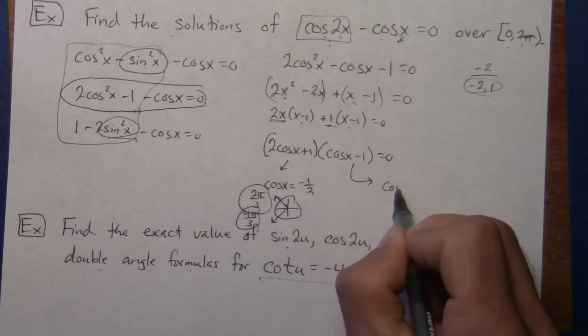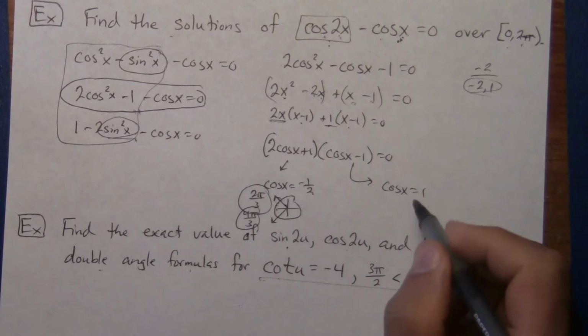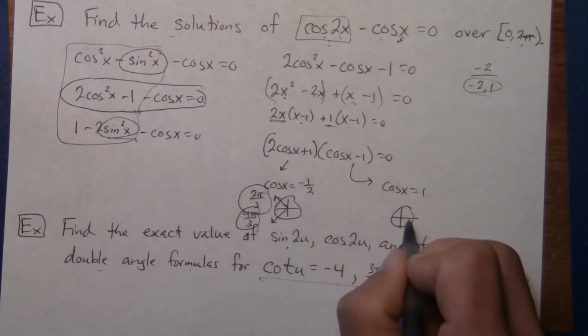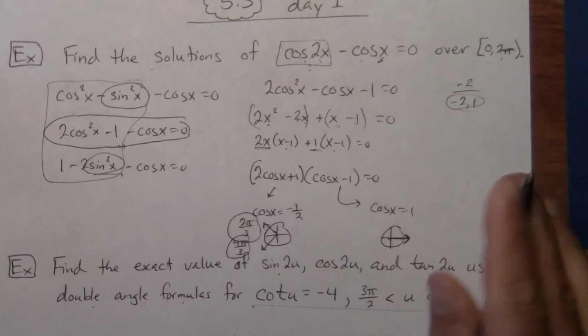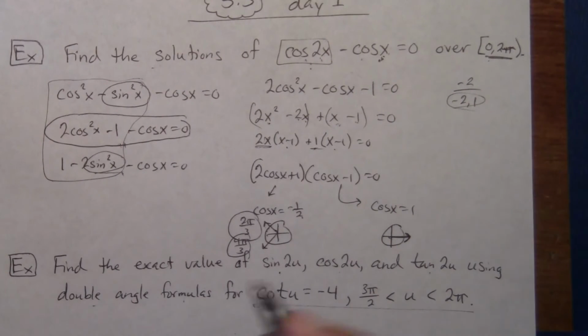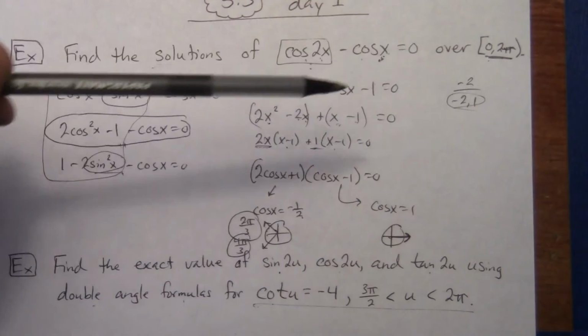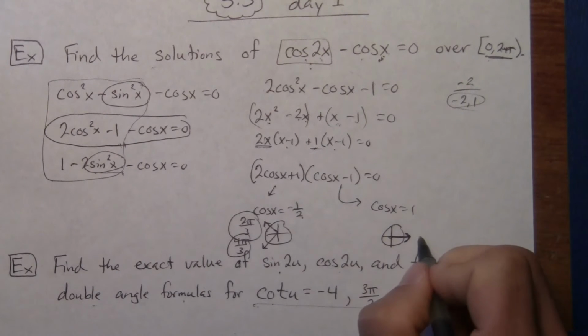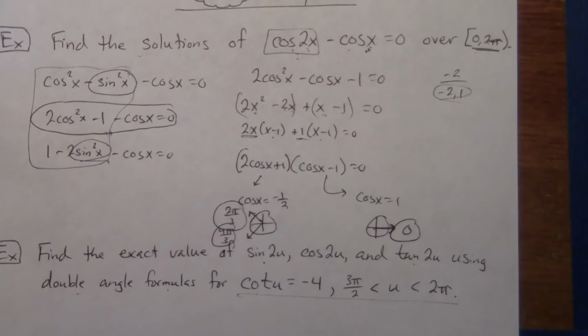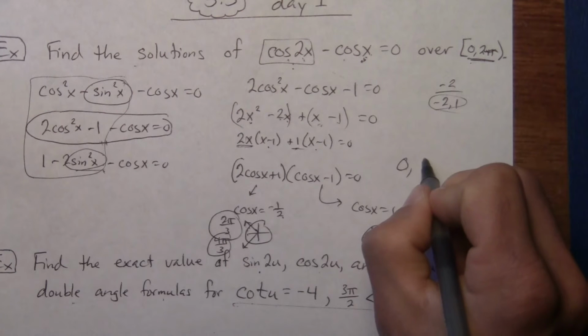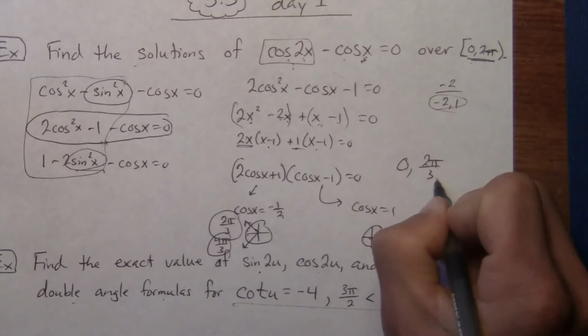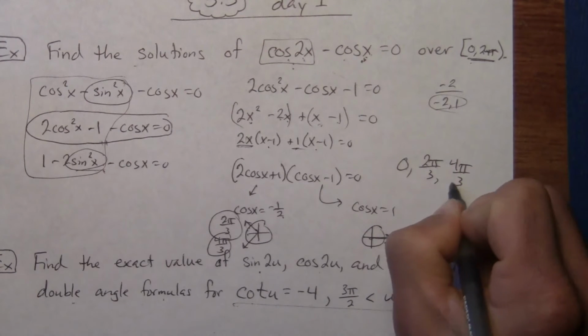Over here, I get the cosine of x is equal to +1. It's one of the rare occasions that you get just one answer. That's right here. Again, because of the restriction, even though 2 pi and 0 are the same thing, according to that restriction, they do not want 2 pi for an answer. So 0 is the answer that you would want to give. So your answers are 0, 2 pi over 3, and 4 pi over 3.